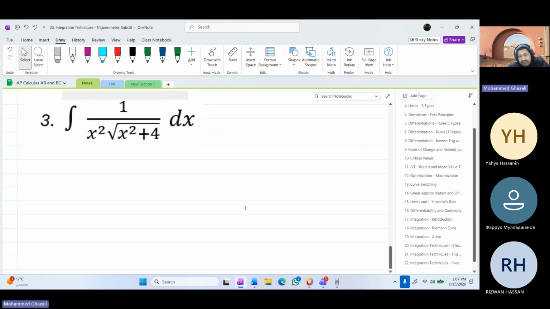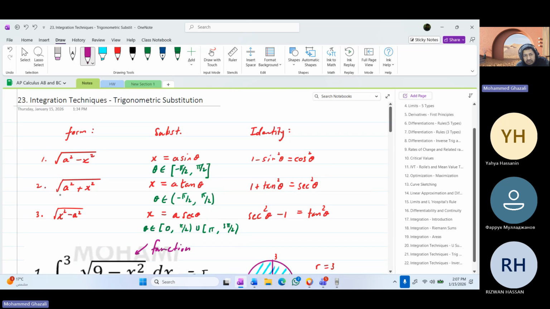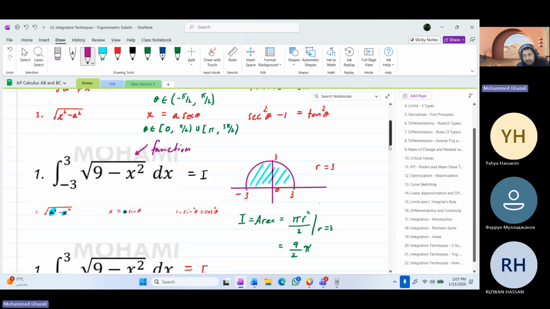Right. So now we have, what do we have here? We have x squared plus 4. So obviously we can't use the first form. So we need to use the square root of x squared plus a squared, so a tan theta. Okay, that's the trig sub we are going to use.